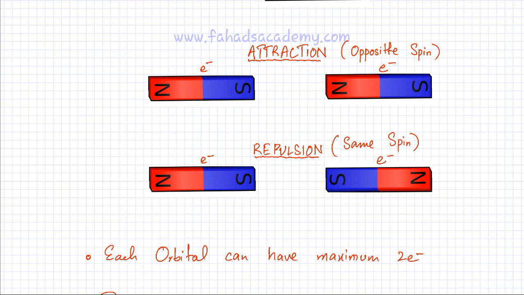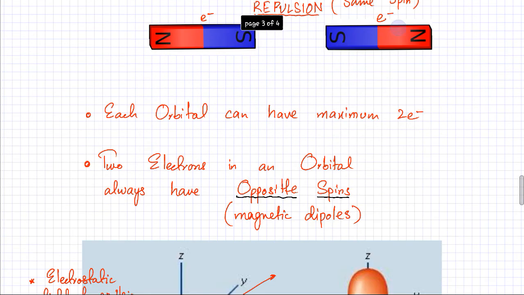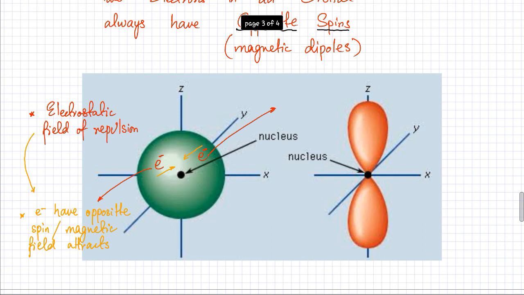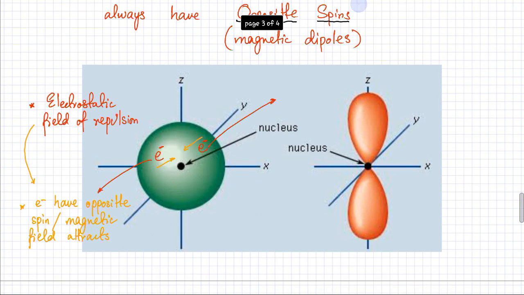If the 2 electrons have exactly the same spins, if one has a south pole, the other one also shows up with a south pole, the 2 electrons will never be able to cancel the electric field of repulsion. So revising this minor point, whenever 2 electrons exist in an orbital, whether it's a p orbital or a d orbital or an f orbital, the 2 electrons can only exist in the same region if the magnetic fields are attracting, because the electric fields are already repelling them apart.